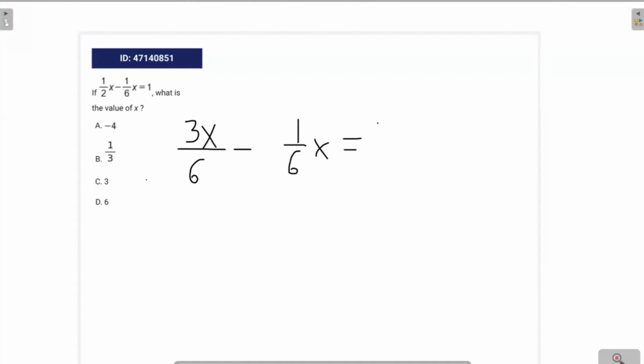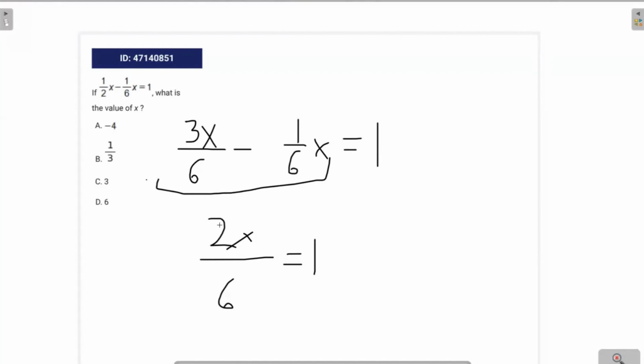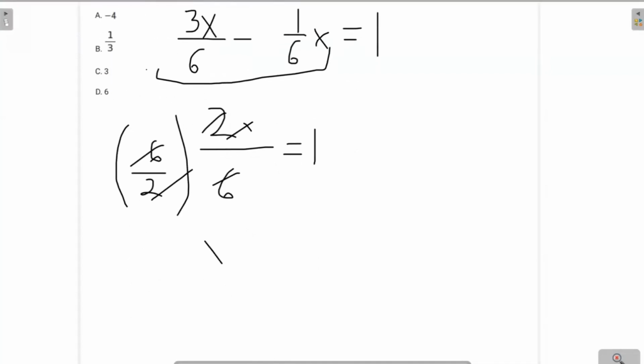So let's first combine these x's right here, which is going to give us 2x over 6, which is the same as 1/3 x. And we set that equal to 1. From there, you're just going to multiply each side by 6 over 2 in order to isolate the x. When you do that, you will see that the 6 over 2 cancels out, so you're left with only x. When you multiply the 1 by 6 over 2, you're going to see x is equal to 3.